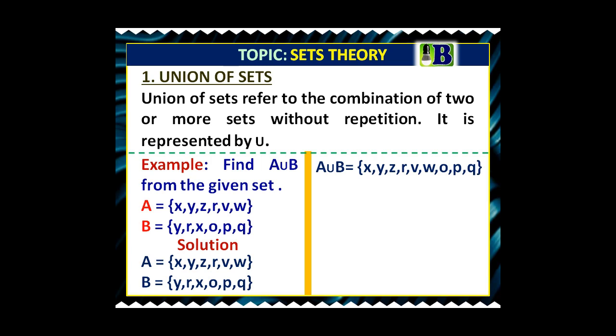So let's move along. Y, arrow, X is already there, so there's no need to put it. But O is not there, P is not there, Q is not there, so we'll put O, P, Q. So that is the way to calculate the union of a set.